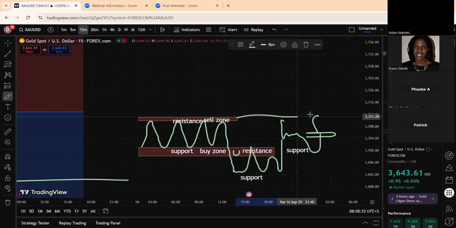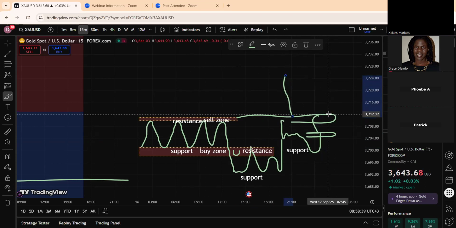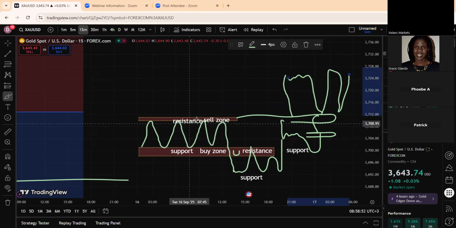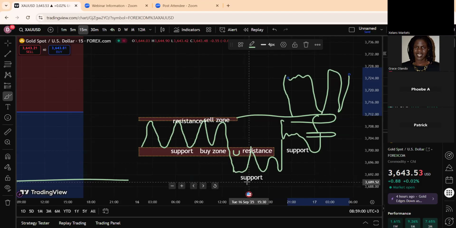If this resistance is broken, what is created here? This resistance now turns to be your support. Then if it turns to be your support, it will create a new resistance, then come back to support, go back to resistance, come back to support, go back to resistance. So the resistance, when it's broken, becomes your new support. If the support is broken, it becomes the new resistance, and we create a new support here.